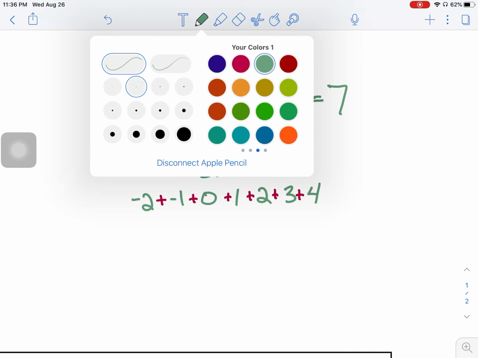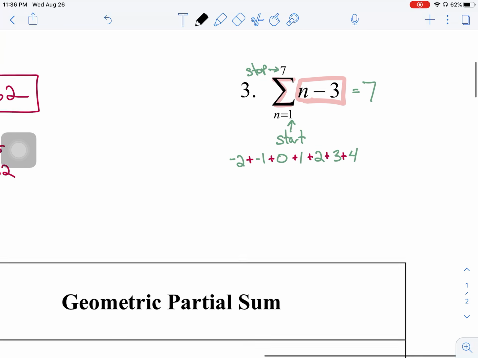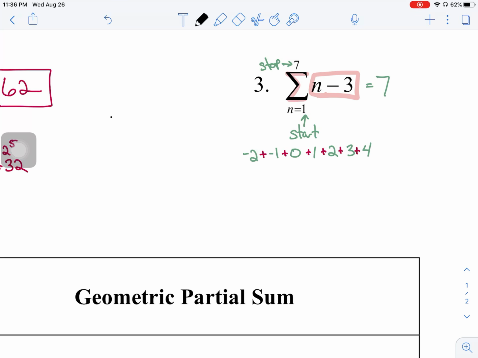Let's say I change things on you just a little bit. So I'm going to take that same summation. I'm going to say that n is equal to 1. Not too bad. I'm going to give the same exact expression, n minus 3. Okay? But this time, I don't want to stop at 7. I kind of gave away. I'm going to have you guys stop at 70.